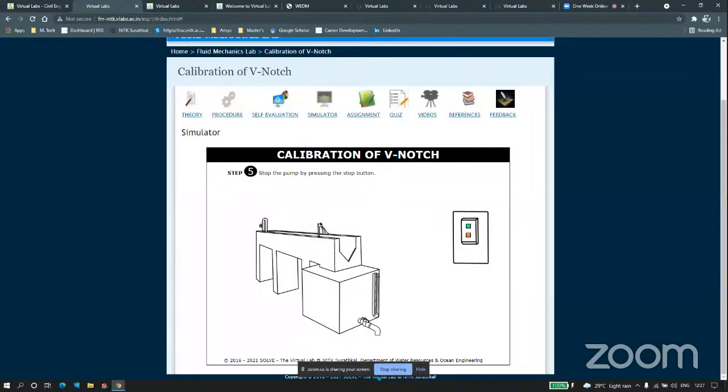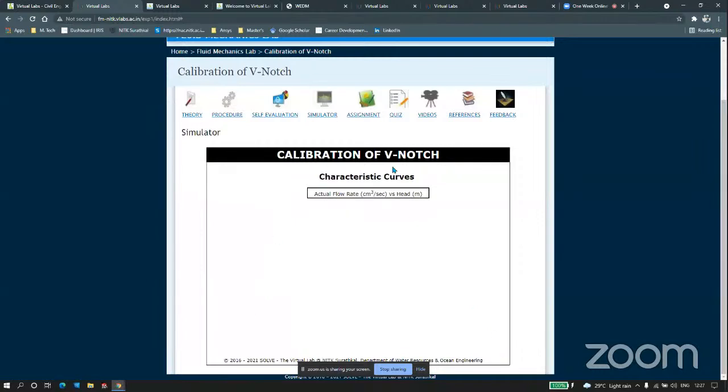After I've done 3 trials, I have to stop the pump, and I have to calculate. The characteristic curve will be given of actual flow rate versus the head. This is based on the actual values that were obtained in the lab here at NITK. I have to calculate slope K and coefficient of discharge. After I calculate, I can check with the values given here. So this is the result I'll get. The coefficient of discharge is 0.63 for this particular V notch.